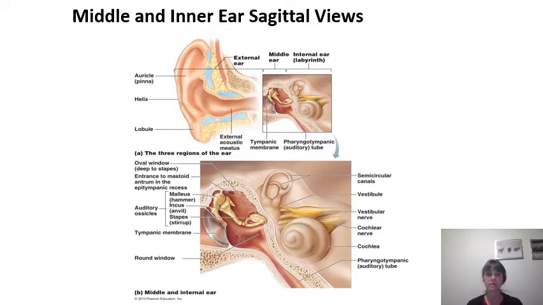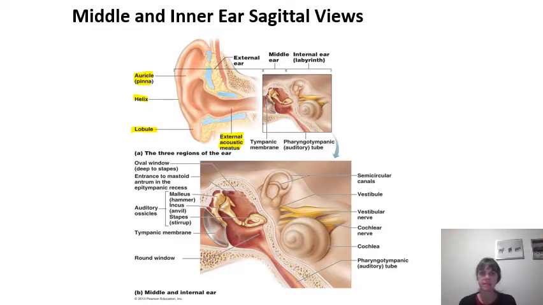the external ear, which is the auricle or pinna. That is a funnel-shaped object that helps direct sound waves into the external acoustic or external auditory meatus. The helix is the outer ridge of the auricle or pinna, and inferiorly you will see a lobule that is mostly adipose connective tissue.